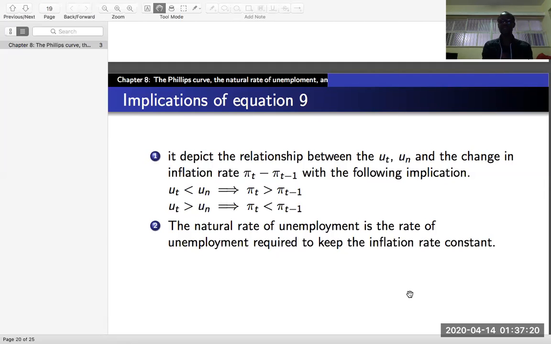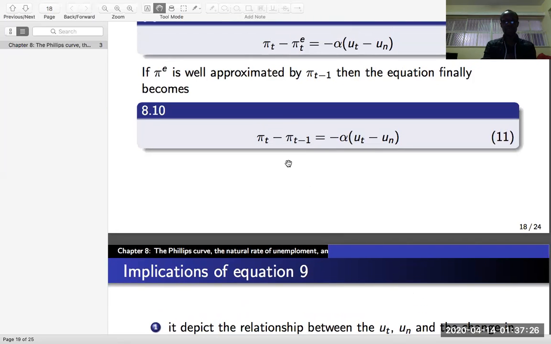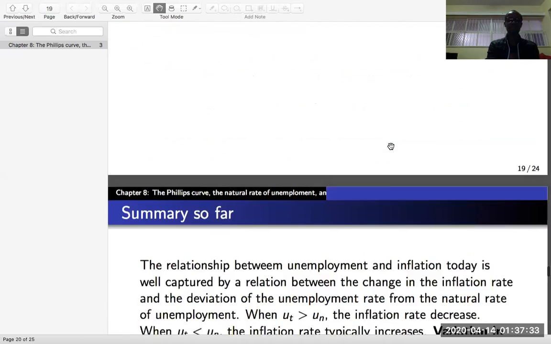So the natural rate of unemployment is the rate of unemployment required to keep the inflation rate constant. So the natural rate of unemployment keeps the inflation rate constant, i.e. the change in inflation is equal to 0, which means u_t is equal to u_n. That is what the natural rate of unemployment is all about.